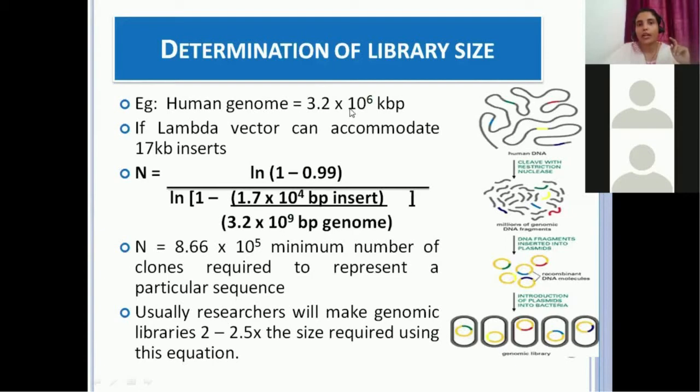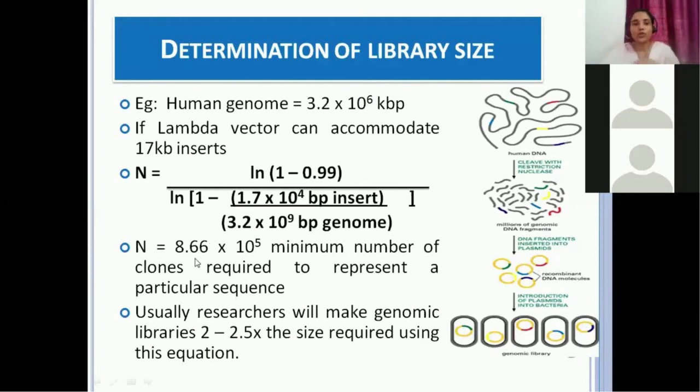So 3.2 into 10 raised to 9. How did 9 come? 6 plus 3 for kilo, 6 plus 3, 9. So the genome is 3.2 into 10 raised to 9 base pairs. Make sure that both these units are correct. If you are putting this in base pairs, this should also be in base pairs. If this is in kilo base pairs, you put it in kilo base pairs. You could have simply done it like 17 kb divided by 3.2 into 10 raised to 6 also. It will give the same answer.